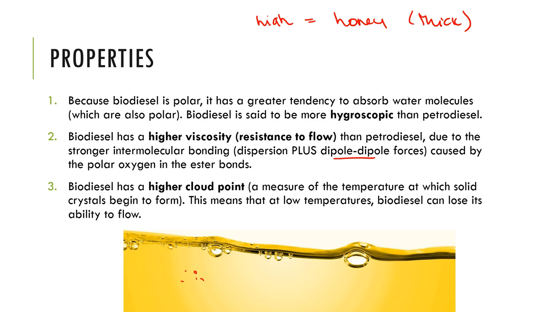As you can imagine, if we make biodiesel from saturated fats, then this point is actually at a higher temperature. And this can change the temperatures at which biodiesel is able to be used. So it has a higher cloud point, where cloud point is the temperature where the solid crystals begin to form, and our biodiesel will start to lose its ability to flow. It starts to solidify.